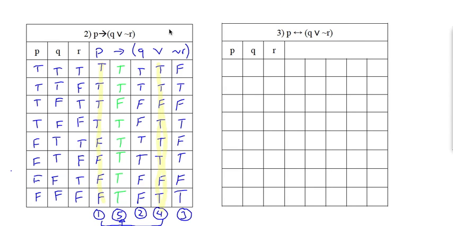All right, welcome back. You can check your answer here to number 2. It should be this column. You should have gotten true, true, false, true, true, true, true, true. Now, it turns out that we did a little more work than we actually needed to.